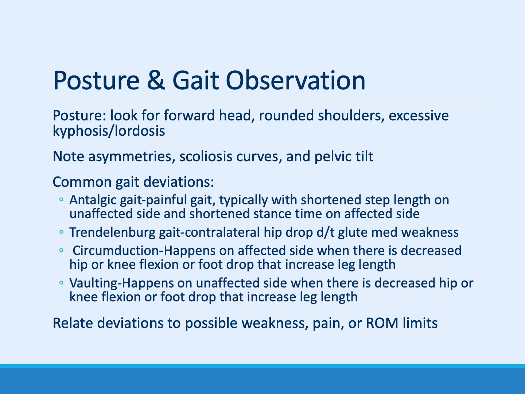Remember that our plumb line should run through the external auditory meatus, the acromion process, the greater trochanter, and then just posterior to the patella but slightly anterior to the axis of the knee joint and slightly anterior to the lateral malleolus.